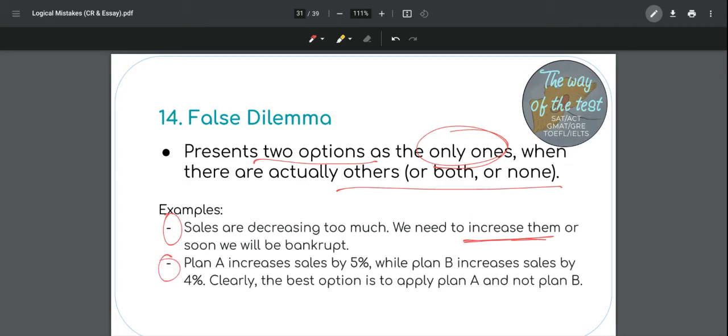Okay, example B. Plan A increases sales by 5%, while Plan B increases sales by 4%. Clearly, the best option is to apply Plan A and not Plan B. Okay, that may be the case, but why can't we apply both? Maybe there's a chance that we can apply both plans, or maybe there's a Plan C. How do we know that there's no Plan C? So remember, don't just fall for it. Just because they present two options doesn't mean that those are the only options. And always leave an opportunity for having both or having none.